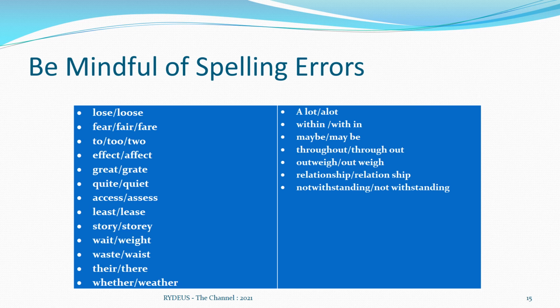A lot is two words, a and the word lot. It's quite often written as one. In some cases people write two words and it is one. Maybe there's a lot of confusion here. Maybe it's possible in that context. Maybe it's now conditional. Throughout and throughout. Outweigh, outweigh, relationship, relationship, which I can't understand why, because relationship is one word. Notwithstanding, again, notwithstanding.